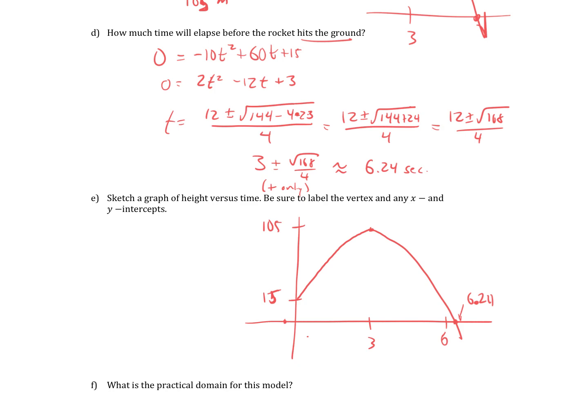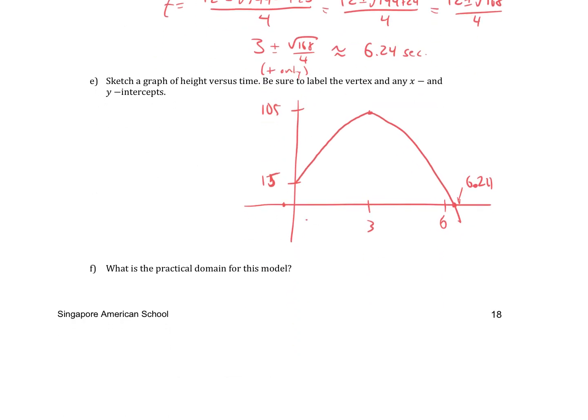Okay, the next question. What's the practical domain? What I really care about is 0, because that's where it starts, when you're lighting the fuse. So 0 is an important time. And then it goes all the way up to 3 plus root 168 over 4. That's where it hits the ground, and I don't care about it anymore. All right, is that it?